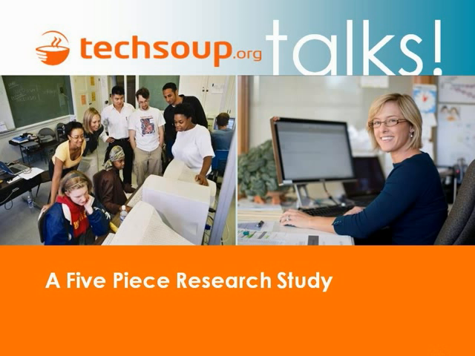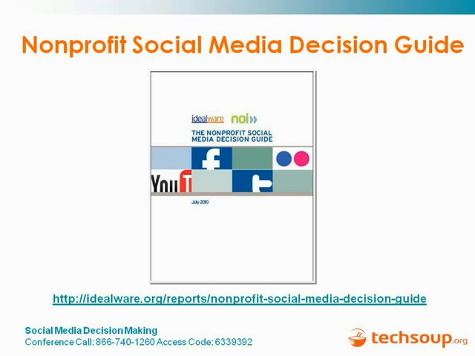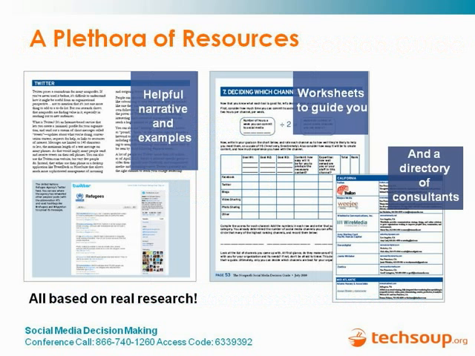So let's get started. Laura, can you tell us about the Social Media Decision Guide and how nonprofits can utilize it? Absolutely. So here's the lovely cover of the Social Media Decision Guide. So this is a 60-page or so guide which helps folks to think about what social media channels, so things like Facebook, Twitter, blogs, photo and video sharing tools, are likely to be useful for their own organization. So it has a bunch of narrative. It has worksheets to guide you in thinking through your own process as you look through the narrative. It has research results and actual data and a directory of consultants.